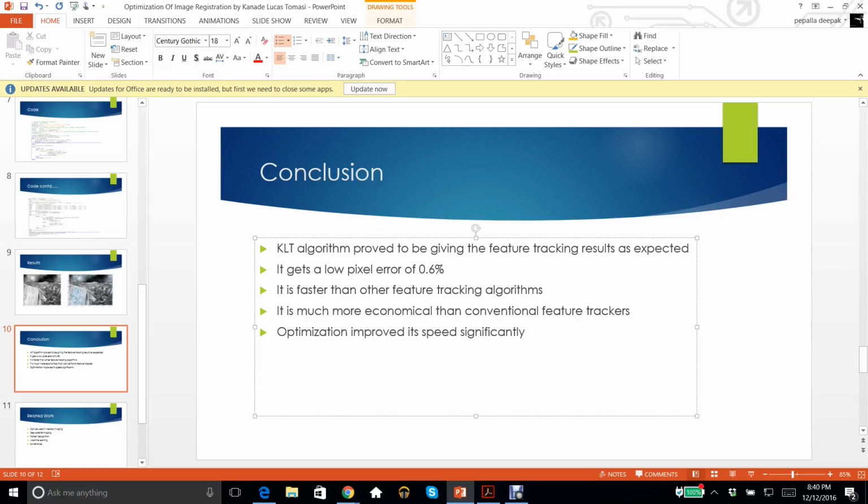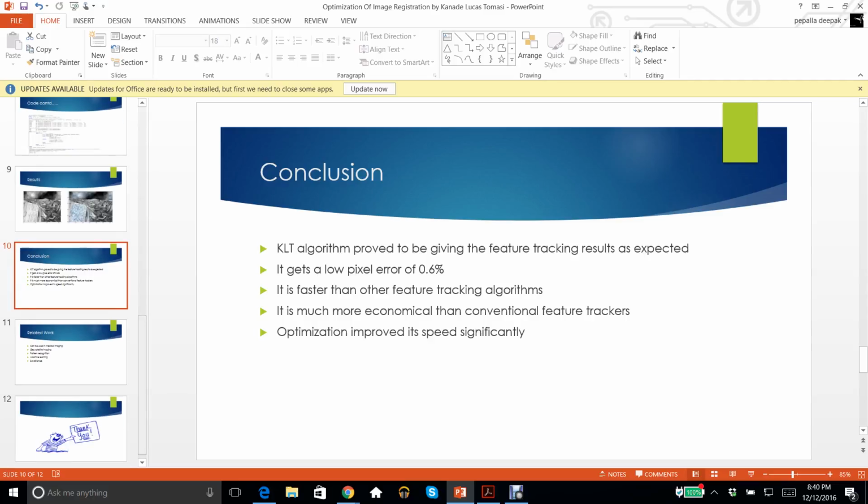Also, my optimization improved its speed significantly. My optimization usually uses a Newton-Raphson method for minimization of the epsilon L value, which basically represents the displacement value. So this is how I think my KLT algorithm really concluded.